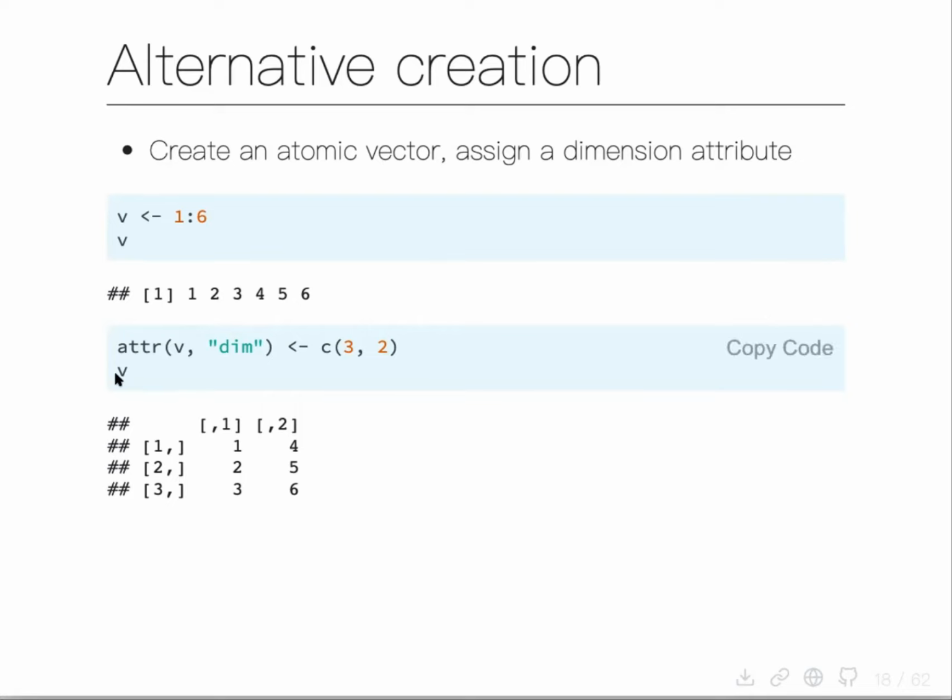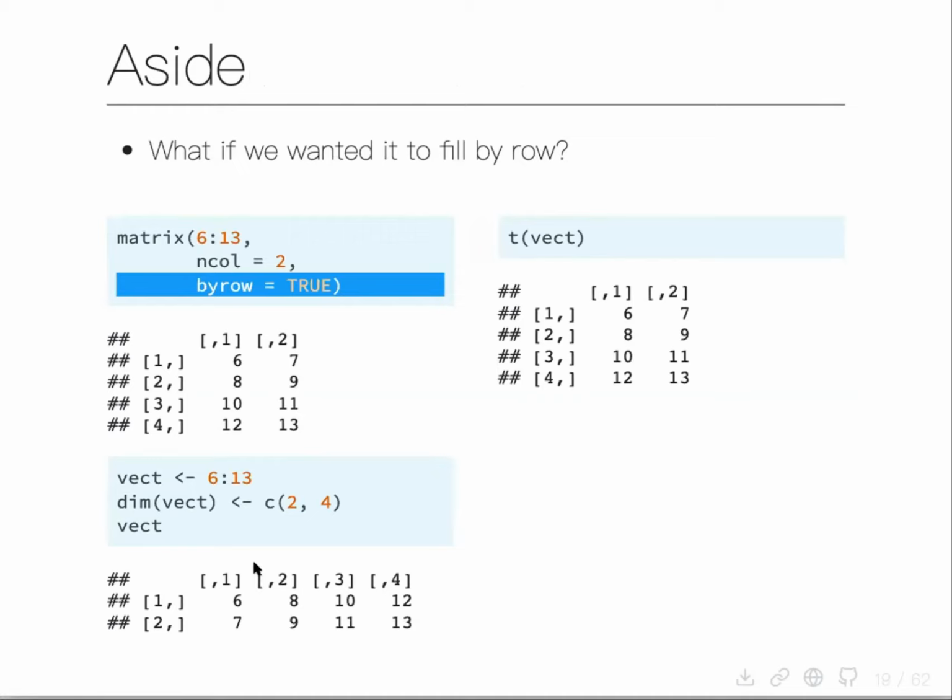Okay, so now this V, which started out as a vector, ends up being a matrix, and we got that just by adding a dimension attribute, right? As an aside, what if we wanted to fill by row? Well, if we're using the matrix function, all we have to do is say byrow equals TRUE, and then it'll fill by row, which generally is a little bit more natural to me when I'm creating matrices.